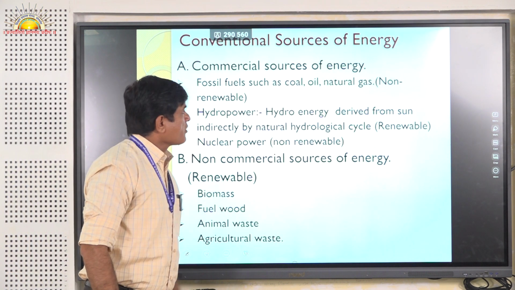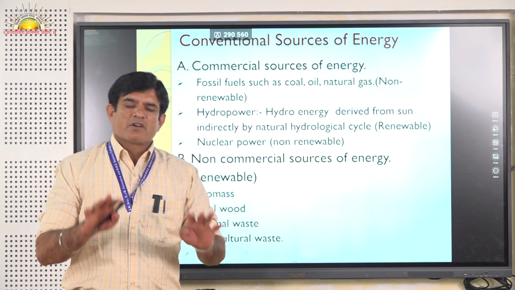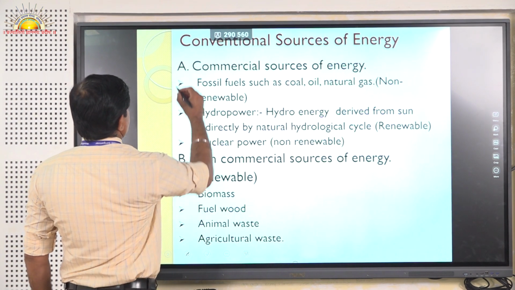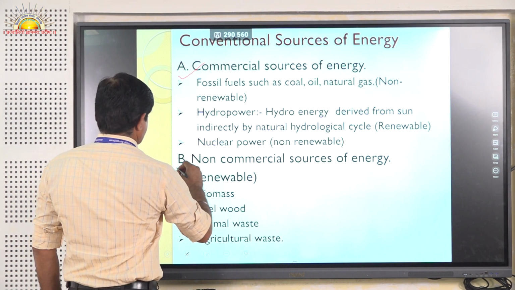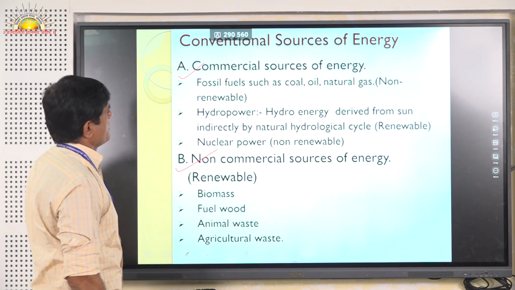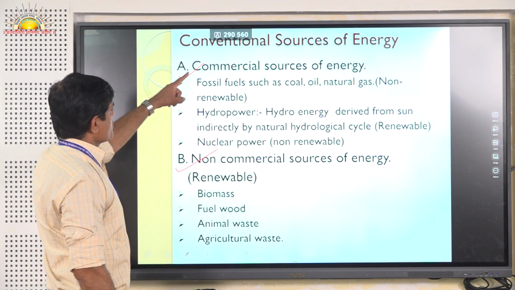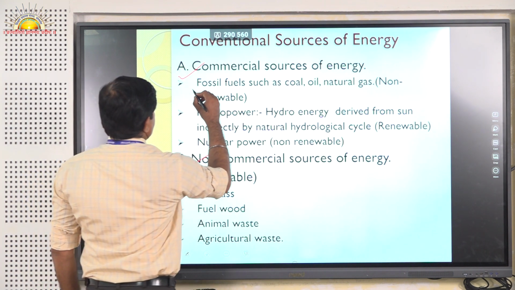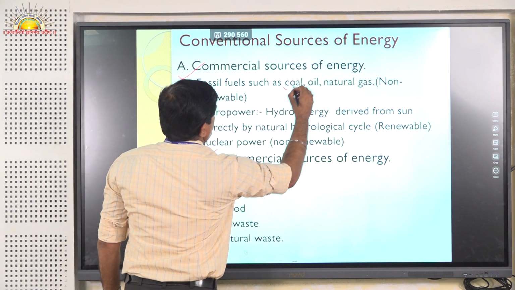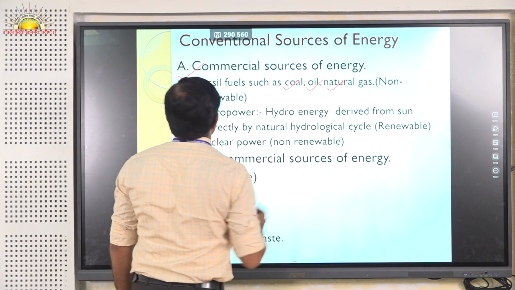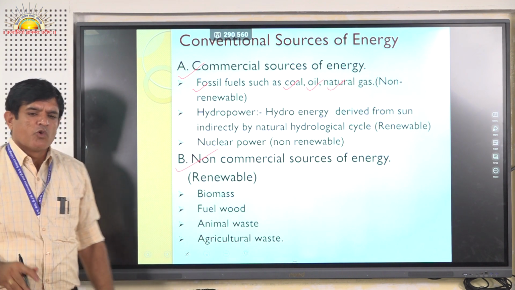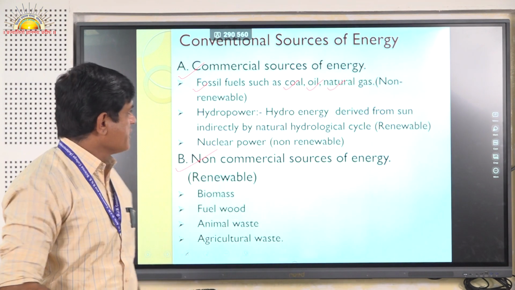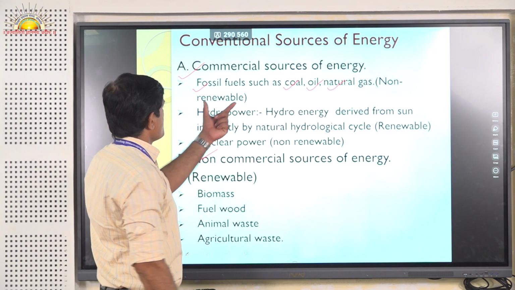Let us see further the conventional sources of energy. Conventional sources of energy are further divided into two categories. One is commercial energy sources and another is non-commercial energy sources. The commercial energy sources are divided into three categories. The first one is fossil fuels such as coal, oil, natural gas, and these are non-renewable, meaning once used they are lost forever. Therefore these energy sources are called non-renewable.